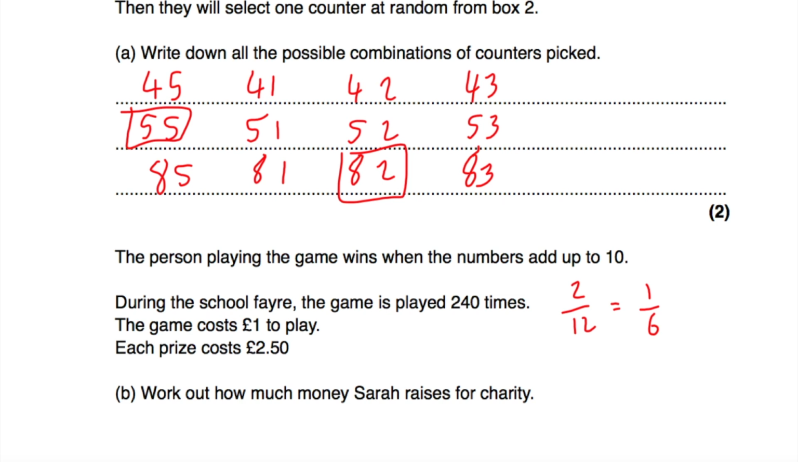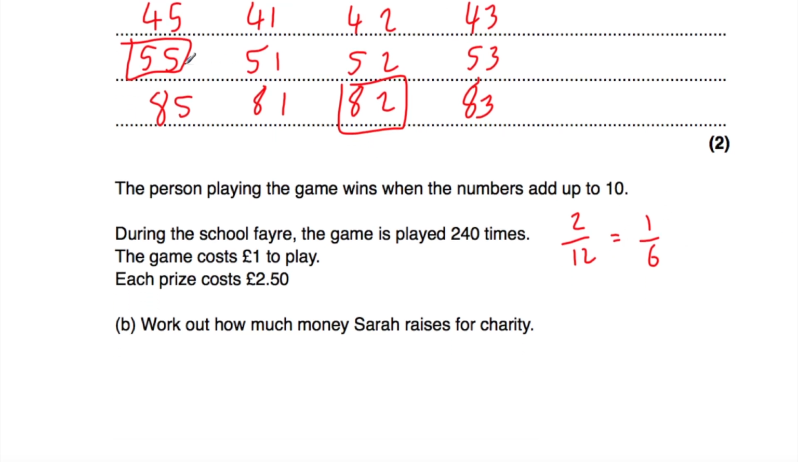Okay, so let's come back to that in a minute. But that's the probability of winning, 1/6, because there's 2 options out of the 12 that add together to be 10. So the probability of winning this game is 1 out of 6 or 1/6. Okay, now the game costs £1 to play and 240 people play it. So altogether, the money taken in is £240.